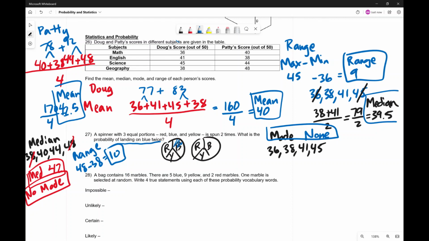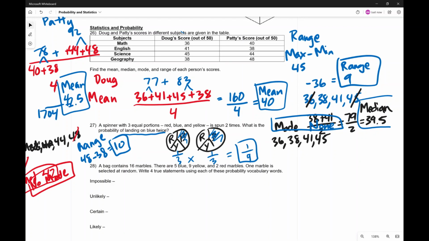So the probability of landing on blue on the first attempt is 1 out of 3. And then the probability of landing on blue again is 1 out of 3. So to land on blue twice, that means blue and then blue again. Remember in probability, when we're talking about the word and, it means multiply. So 1/3 times 1/3 will give us 1/9. So the probability of landing on blue twice is 1 out of 9.